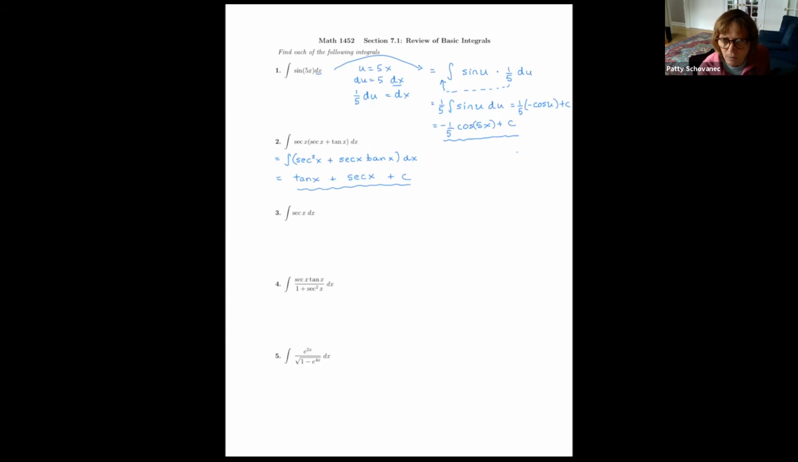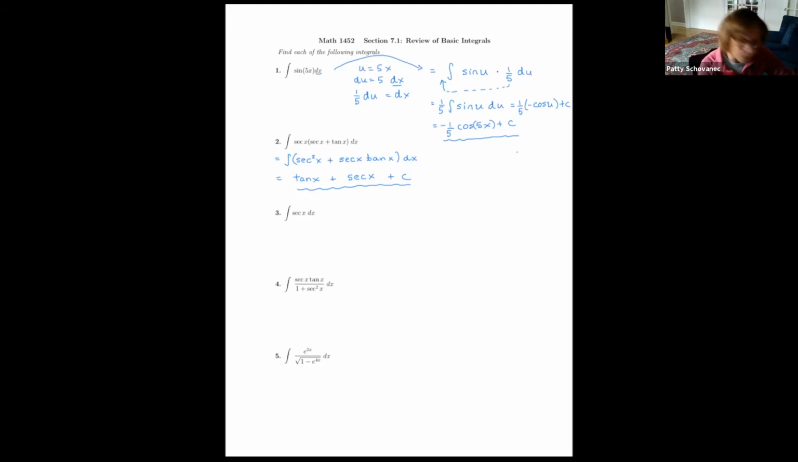We don't have a formula for the integral of the secant of x all by itself. We have two formulas, one with a secant squared, one with a secant tangent, but not one with a secant all by itself. We can try writing that in terms of cosine, but then I'd have the integral of 1 over cosine. And I can't integrate that. I can't integrate a cosine unless I have a sine in the integral. So it doesn't help that way.